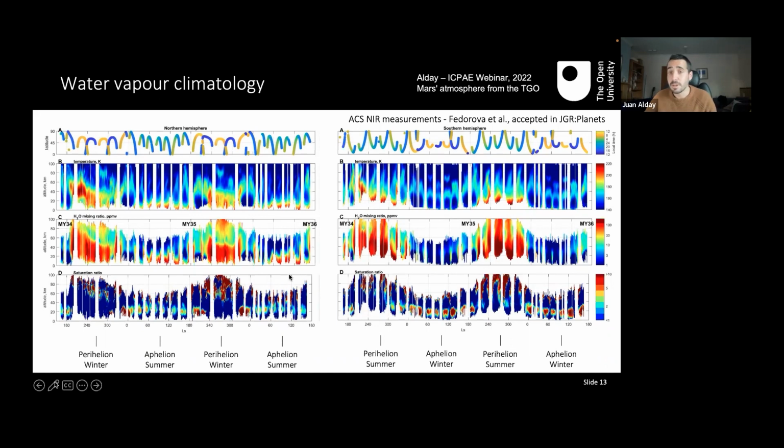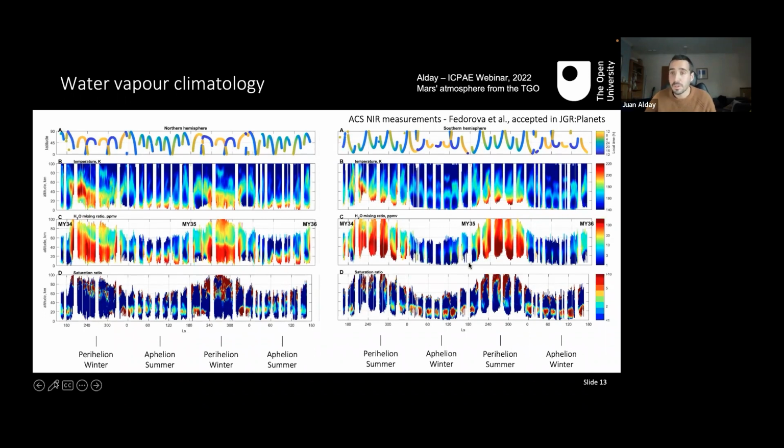And what is it that we observe in the southern hemisphere for this season? Well, it is a winter season during aphelion, and we observe very low abundances of water vapor, and the atmosphere is very dry. And then what is it that we observe during perihelion, when it's summer in the southern hemisphere now? Well, the picture is quite different.